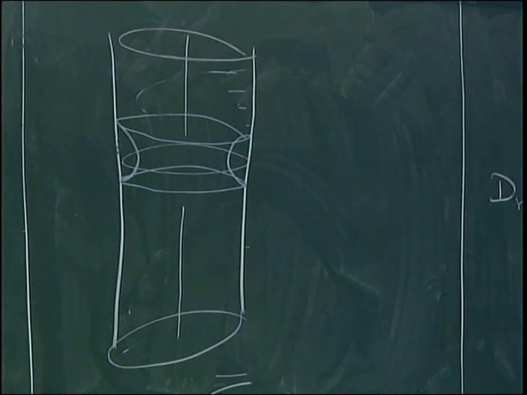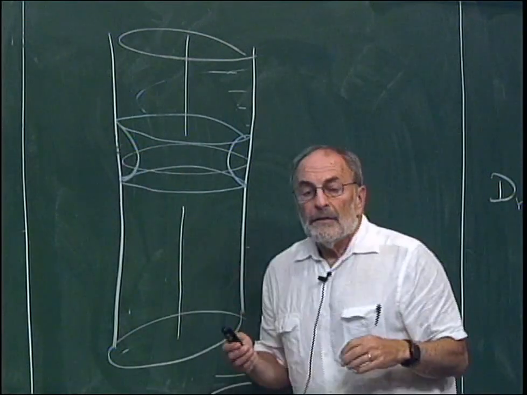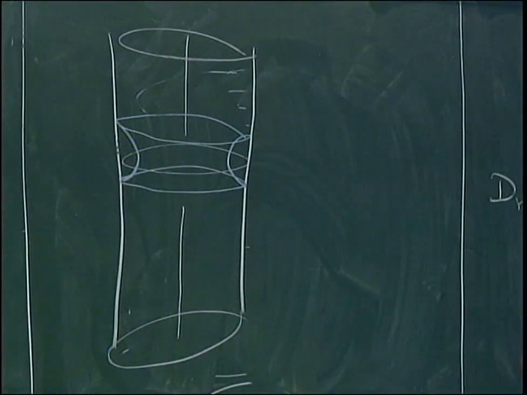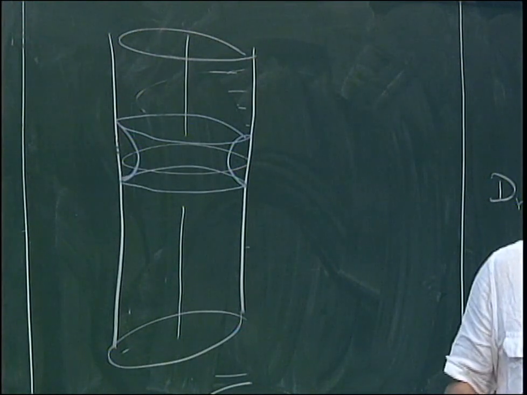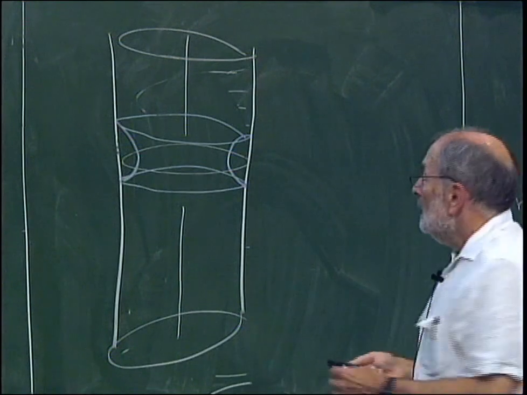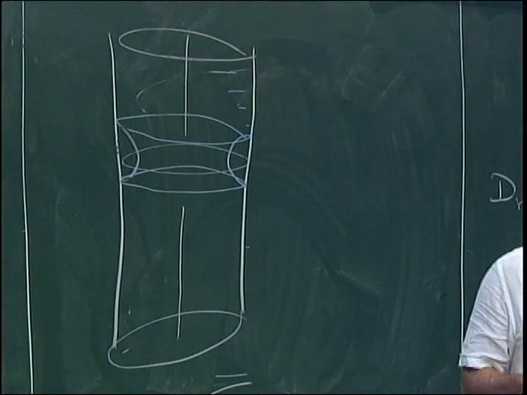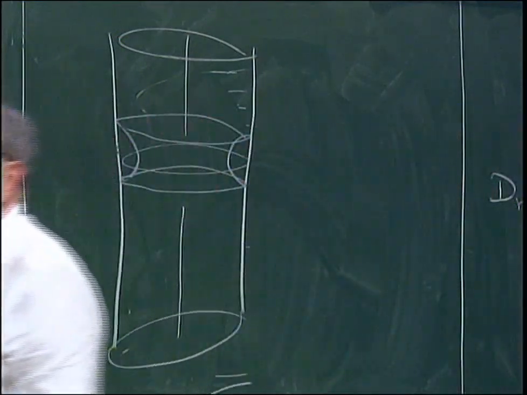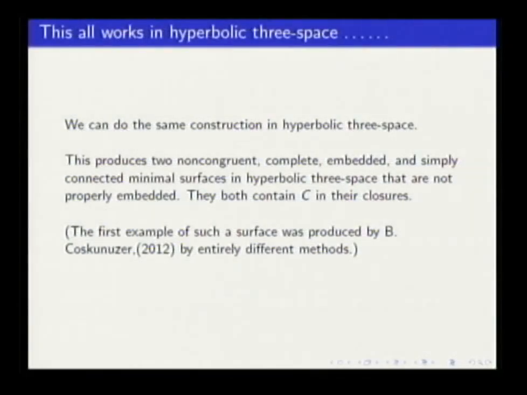What does this say? It says if I look at one of these leaves here, their surfaces are simply connected. And they're minimal. And they're complete. But they're not properly embedded. They have in their closure this catenoid. So this Calabi-Yau conjecture is false for hyperbolic space. I think this was first proved by Boris Kuskeneuser. Entirely different methods.